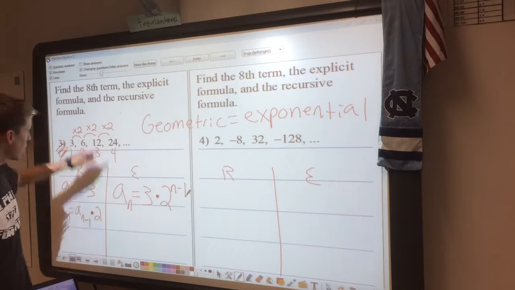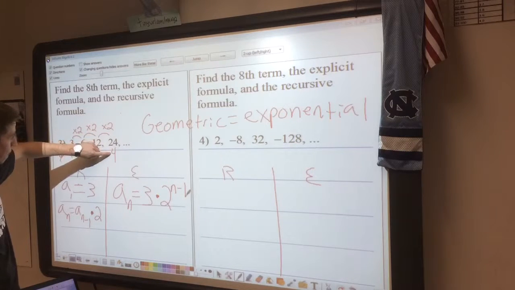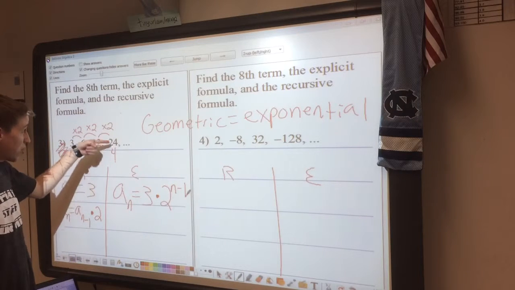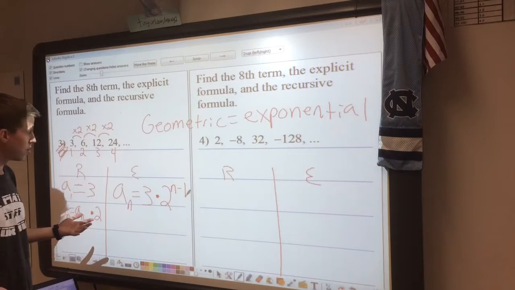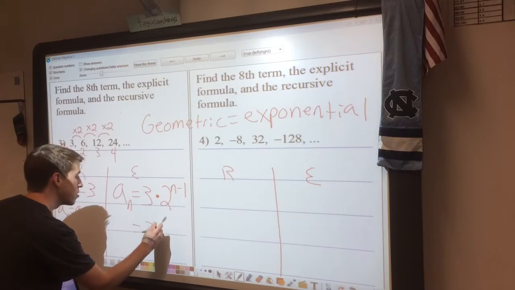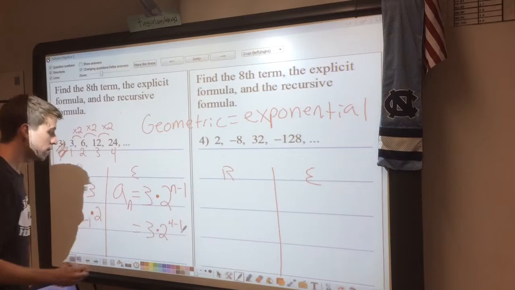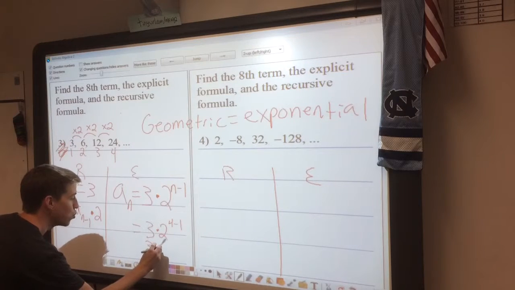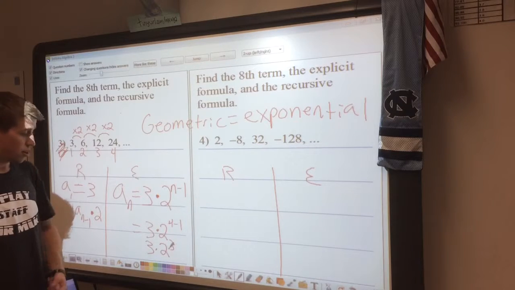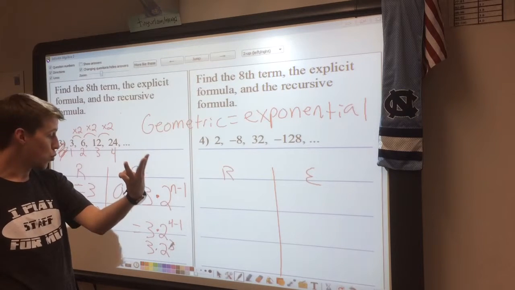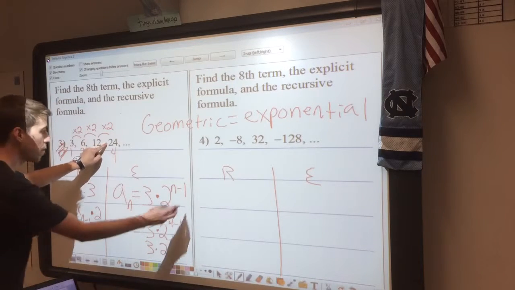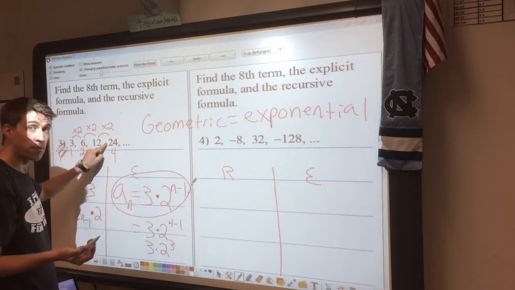Test it. We know that the fourth term is 24. So when we plug in 4 here, if we don't get 24, we did it wrong. So if I plug in a 4 here, 3 times 2 to the 4 minus 1, that'll simplify down to 3 times 2 to the third power. 2 to the third power is 2 times 2 times 2, which is 8. And 8 times 3 is 24. Our explicit formula was correct.